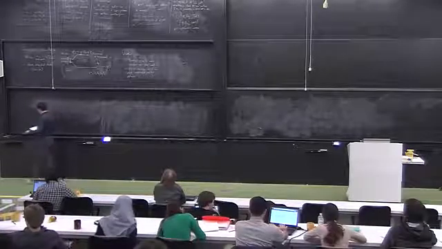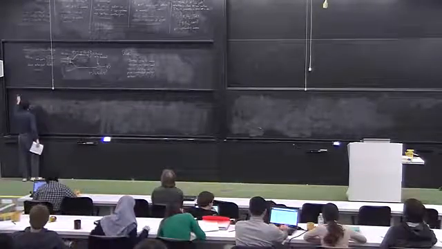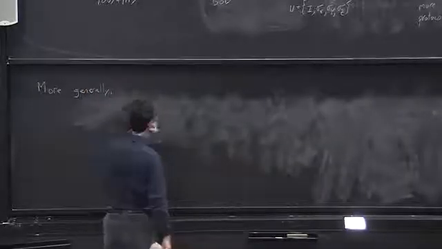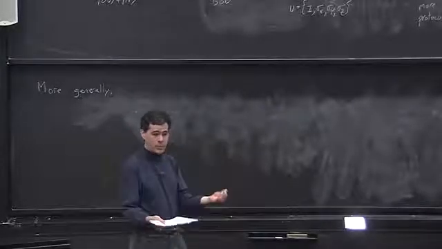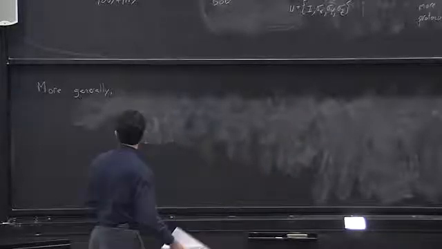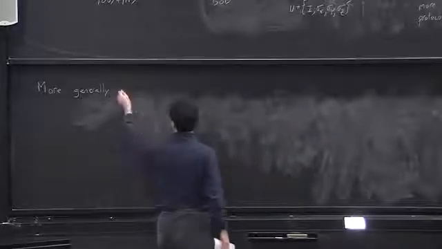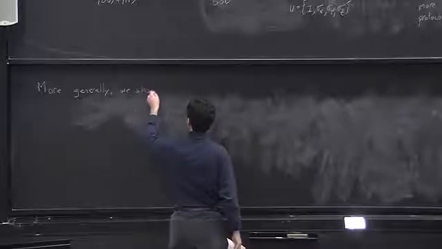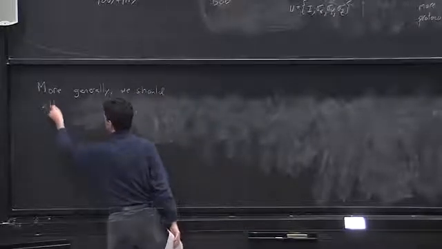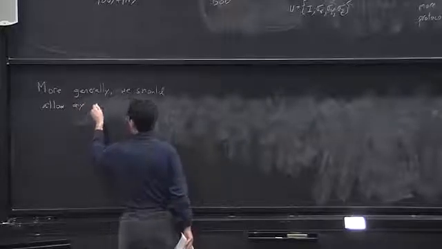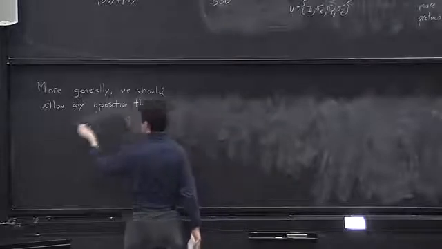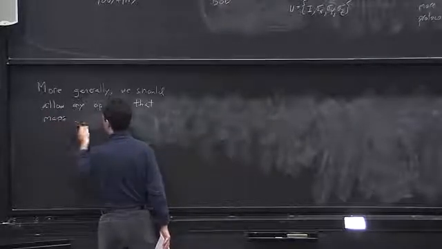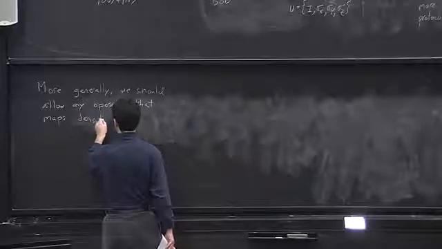So most generally, a unitary is the most general thing that will map pure states to pure states. But quantum mechanics also allows mixed states. So we should, in general, allow any operation that maps density matrices to density matrices.